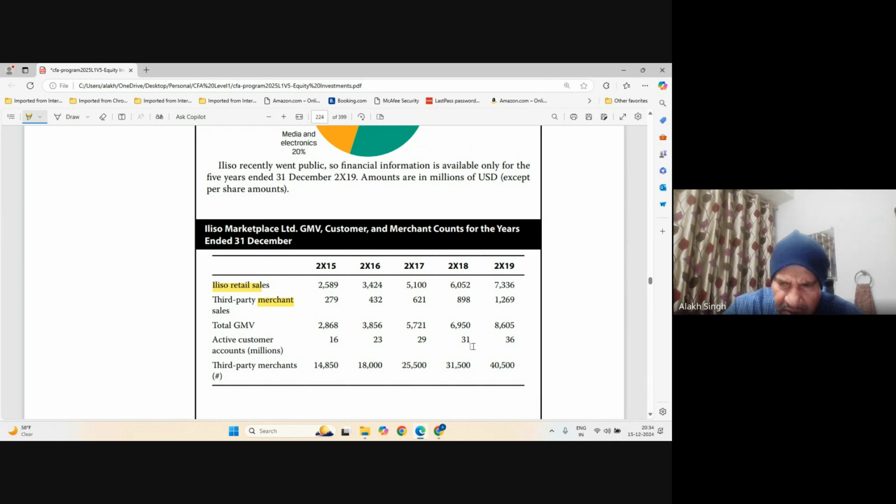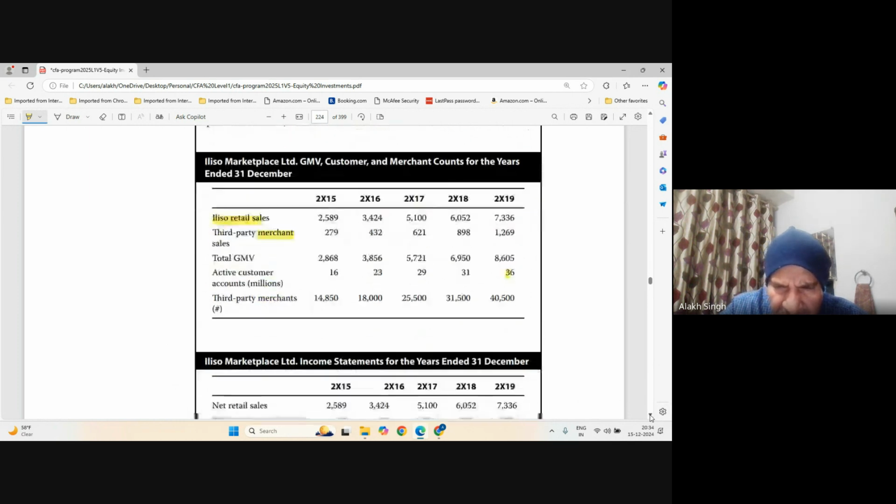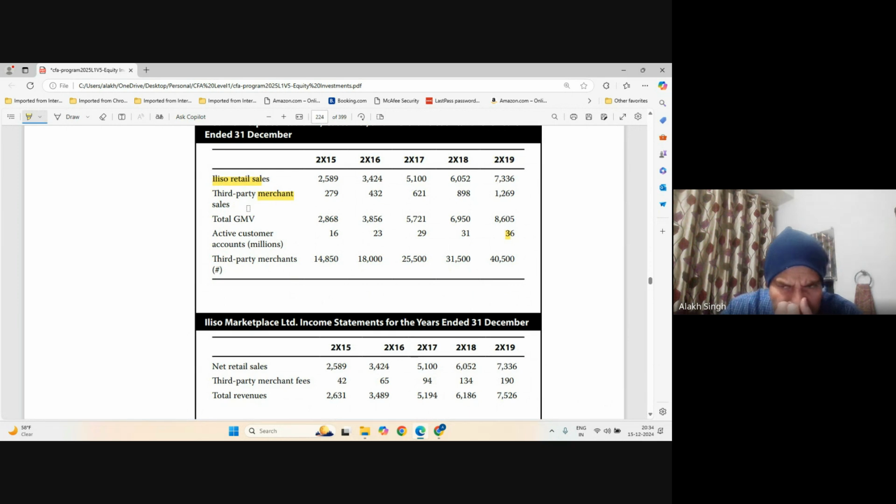Now, active customers, we had 36 million in 2019. Third-party merchants are also growing actually. So third-party merchants are 40,000. They increased from 14,000 to 40,000. Okay, pretty fast. And the customer base also increased 2.5 times, and this increased about 3 times. So this one is giving the income statement.